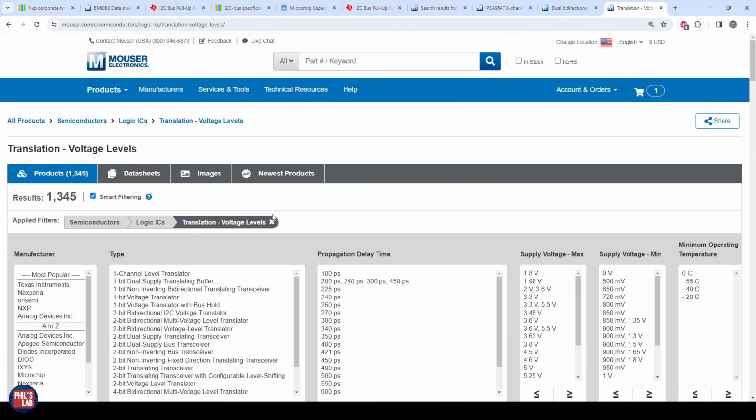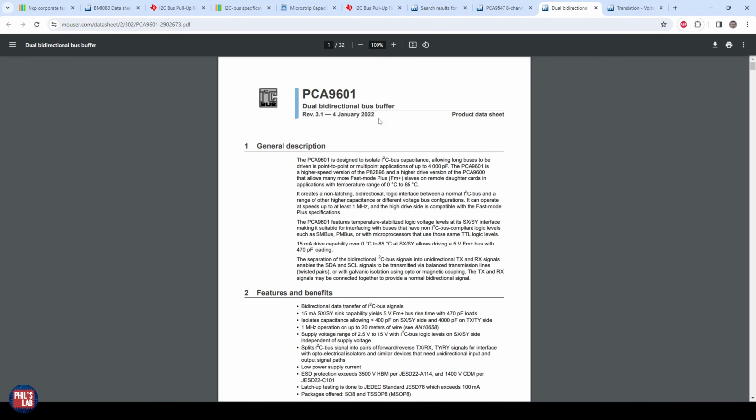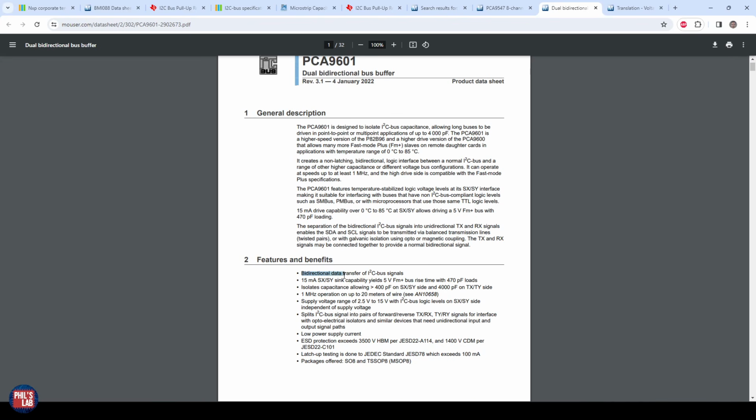Having a quick look at Mouser, going to, for example, the Logic IC translation voltage level section, there are many different options we can have, for example, for I2C or open drain bidirectional level shifters. So I've just picked out a fairly random one here, PCA9601. We have to make sure that it's bidirectional and it can handle open drain buffers. We can also see what capacitances it can handle and so forth.